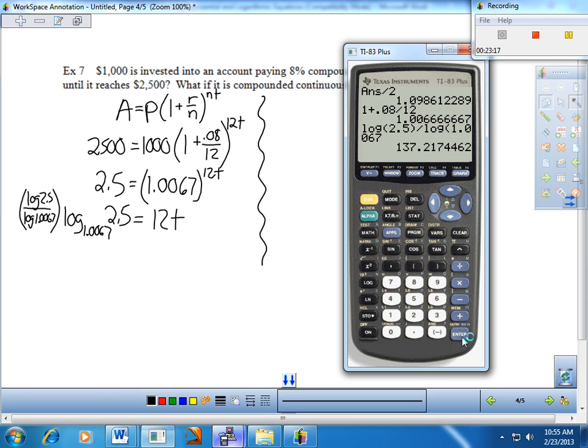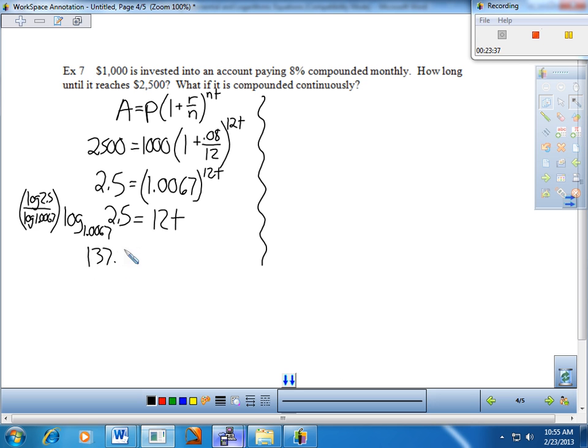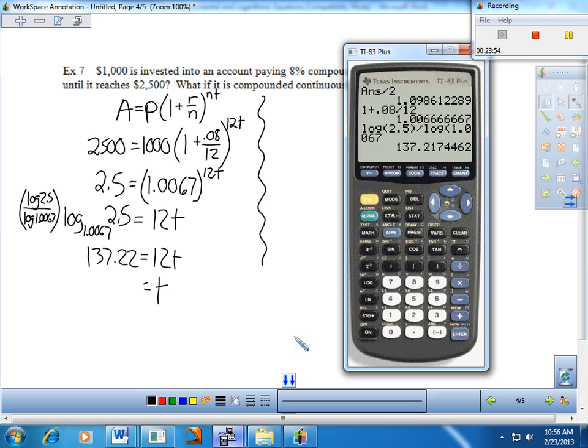I hit enter and I get 137.22. Okay, so 137.22 is 12t. Let's divide by 12, and we're in business. Theoretically, this would be the number of months, but we want this as the number of years. So let's go ahead and divide by the 12, and I think we're in good shape. So I'll do this right here and get that, and we get about 11.43 years.